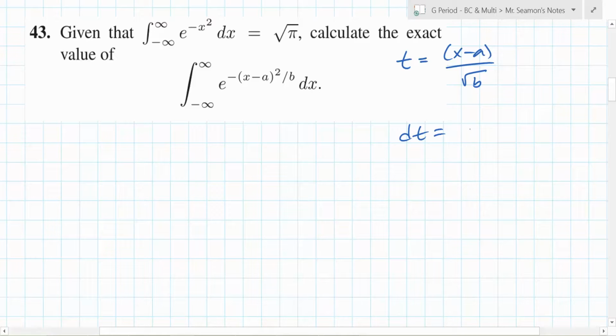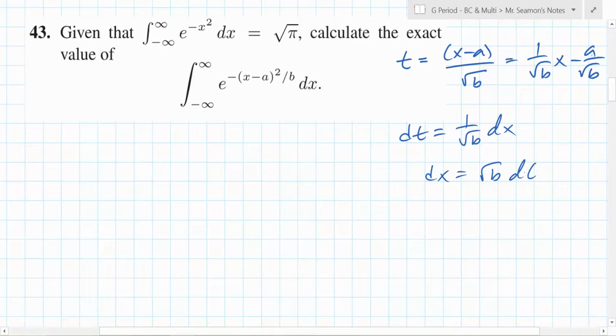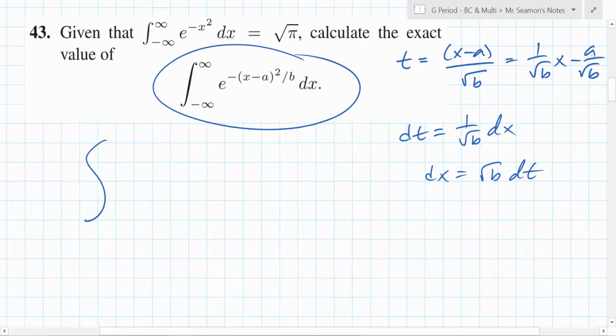Remember a and b are constants. Someone tell me what dt is going to be equal to. I'll give you a hint. This is 1 over root b times x minus a over root b. So what's dt going to be? 1 over root b dx, right? So what does dx equal? Square root of b dt. Ah, so let's substitute now. What does this become? e to the what power? Negative t squared. And instead of dx, what do I write? The square root of b dt.